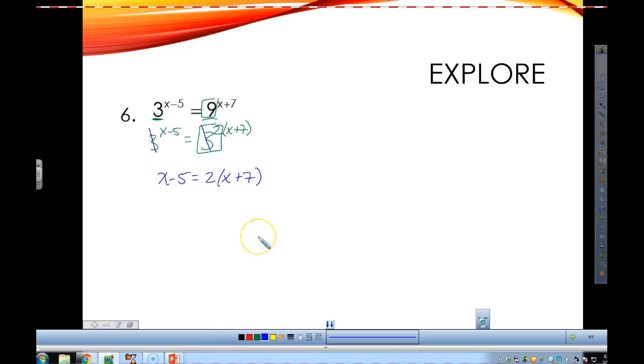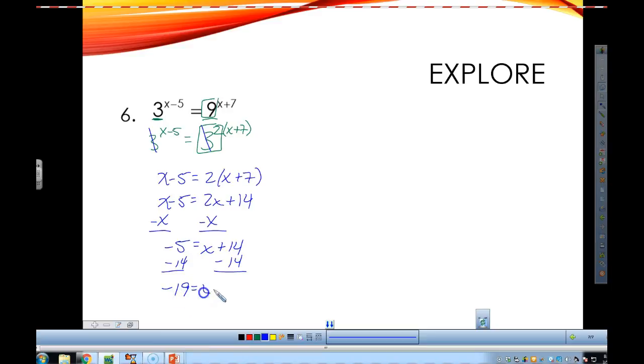Now the problem looks just like the last one that we did. We're going to distribute on the right hand side first. x minus 5 equals 2x plus 14. Wait, didn't I just do a problem almost exactly like this? First step, subtract x from both sides. Negative 5 equals x plus 14. I think I did. Subtract 14 from both sides. Negative 19 equals x. Yep. So it worked out the same.